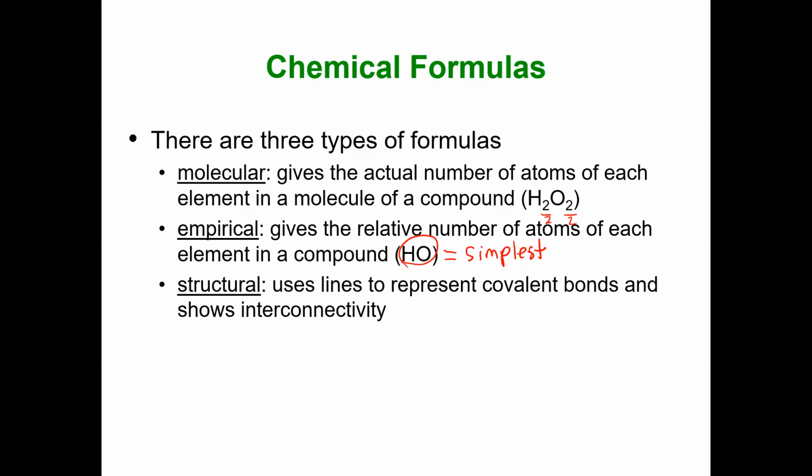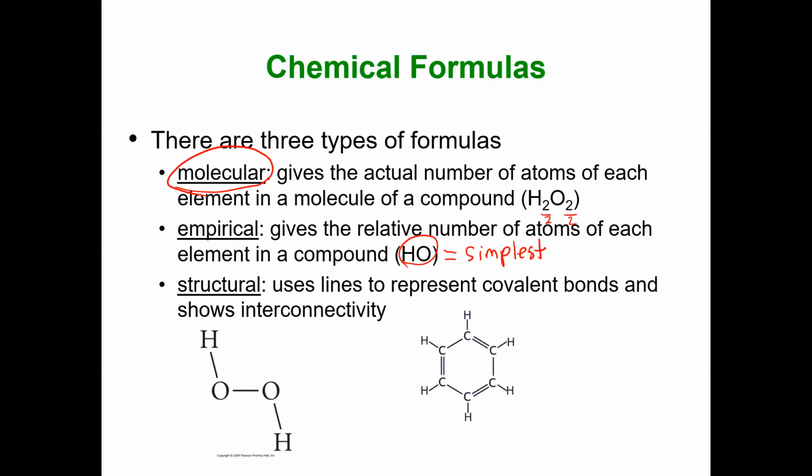So the structural formula actually tries to draw out the molecule by using lines. The lines represent bonds. So for hydrogen peroxide, it'd be drawn like that. So we would see that, oh, okay, this molecule, it actually has 2 oxygen and 2 hydrogen. That's why because it's a molecule, the molecular formula is H2O2 and not just HO.